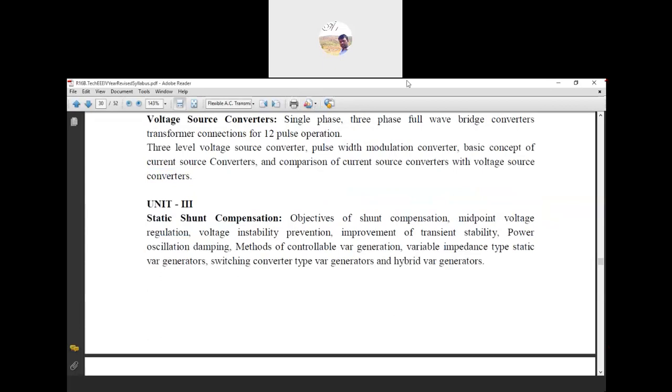So here is the syllabus for the third chapter. Okay, so chapter three: static shunt compensator.